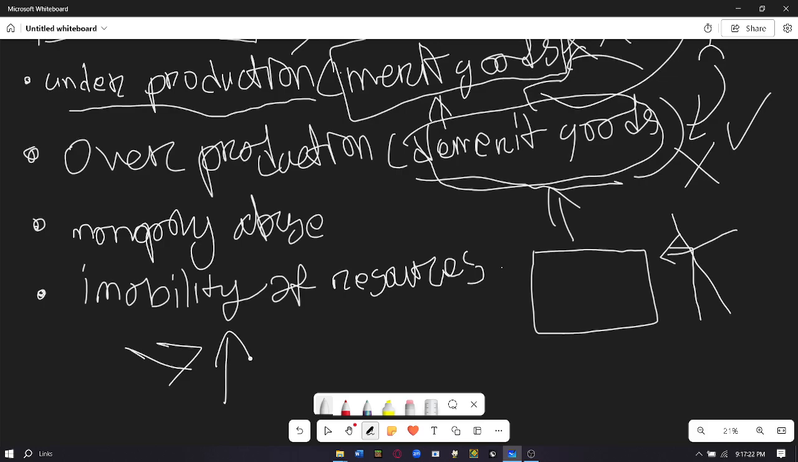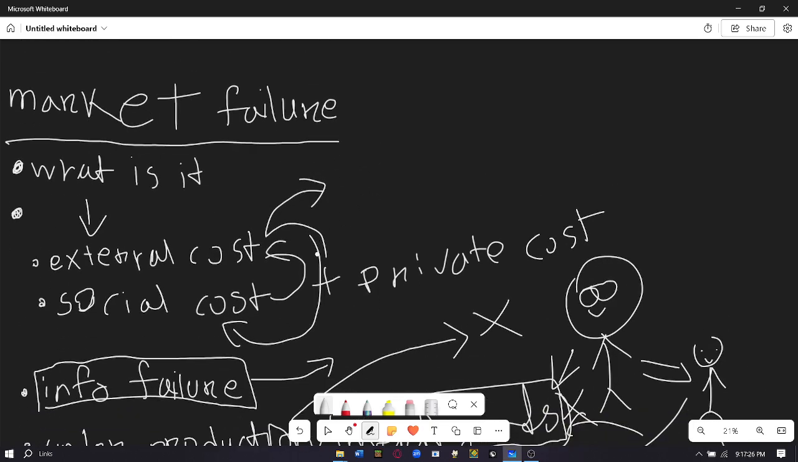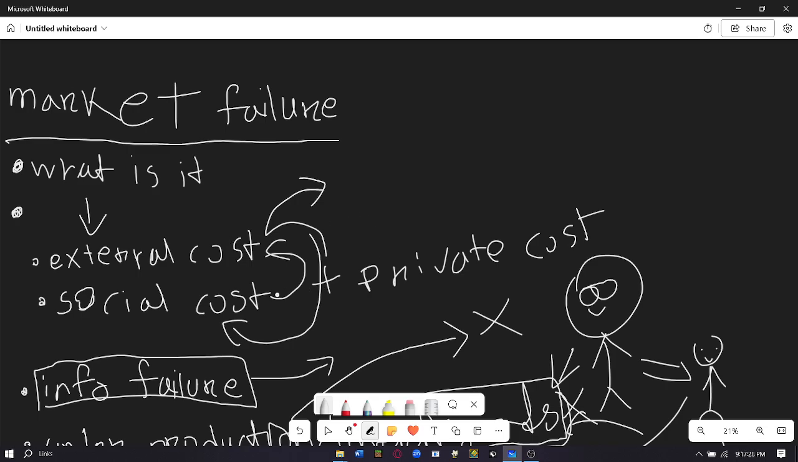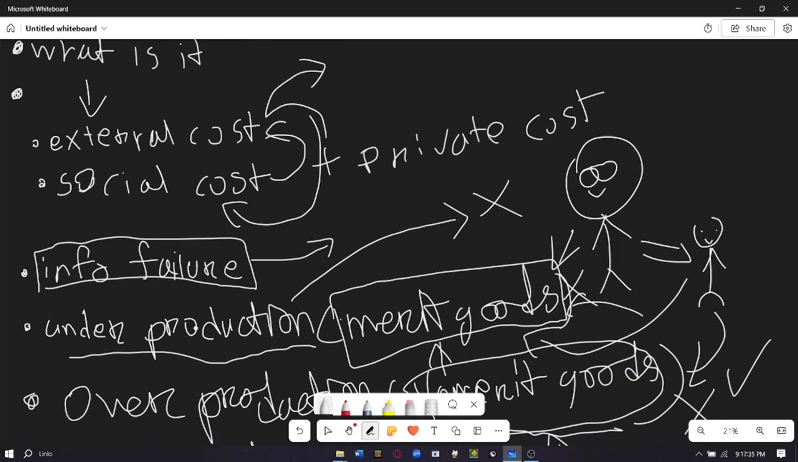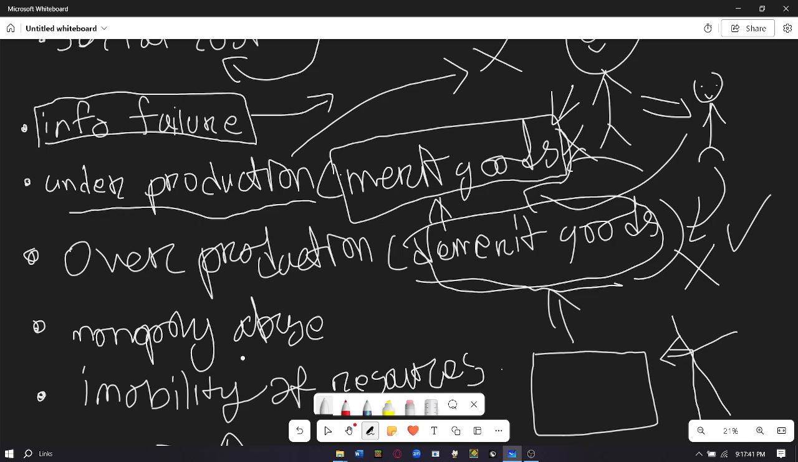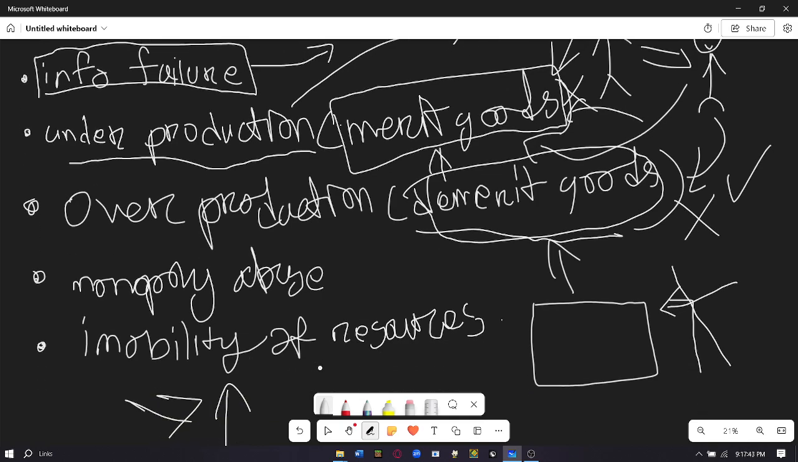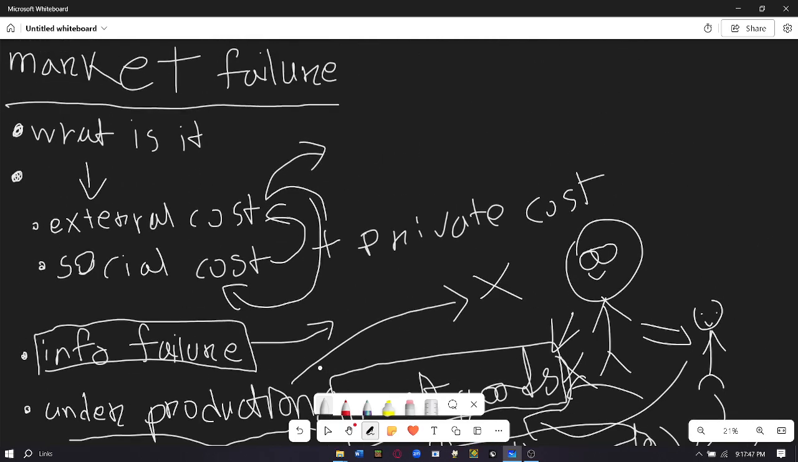Something like that. So yeah, it's pretty much what market failure is about. It's about the external costs and private costs, which overall combine into the social costs, then information failure. And the next one is underproduction of merit goods or overproduction of demerit goods. There's monopoly abuse, and then of course the immobility of resources. All these points contribute to market failure. So that's pretty much what chapter 14 is about.